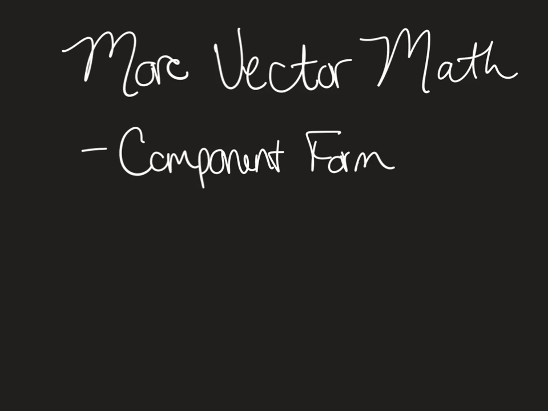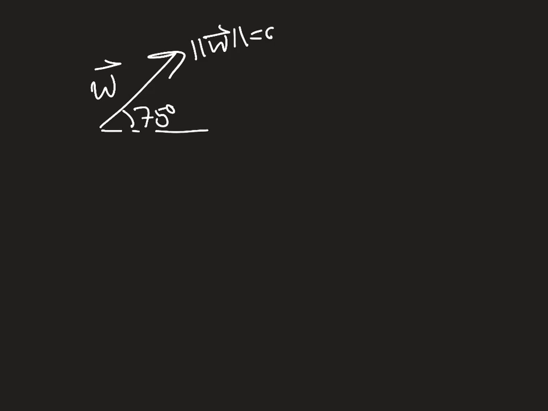Okay, so this video is going to help you on page 83. We're going to break apart vectors to find their component forms so we can add them. So at the top of page 83, we're given some vectors. We have vector W, and they tell you that it has an angle of 75 degrees, and that its magnitude is equal to 10 centimeters. So let's break that down.